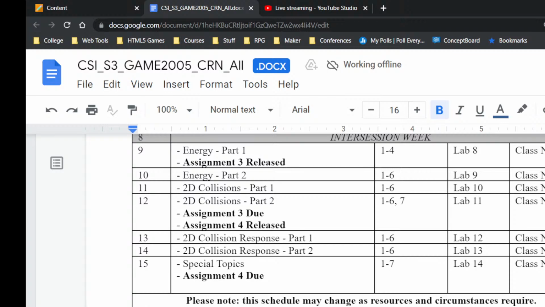In 11, 12, 13, and 14, those last 4 weeks before our final special topics that's coming up on week 15, where we may do things like particle systems or something else, we'll see how it goes, how the semester plays out. We're going to be doing 2D collisions in weeks 11 and 12, and weeks 13 and 14 is collision response.